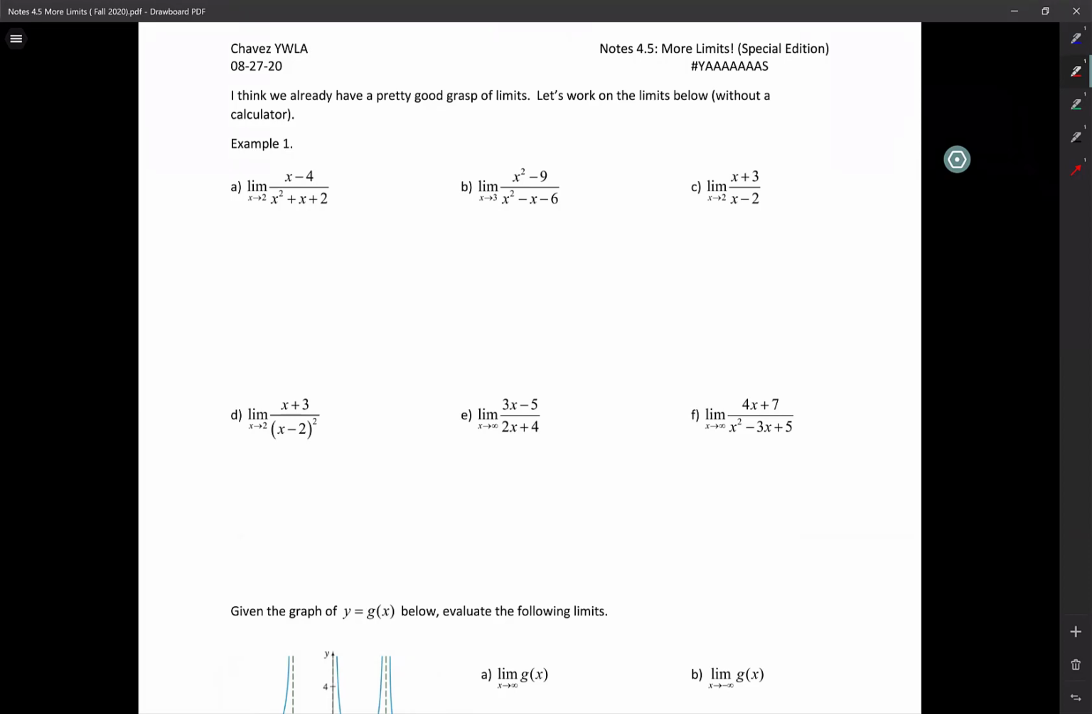This one is direct substitution. And how do I know it's direct substitution? Because I don't get a 0 on the bottom. So 2 minus 4 is -2. And then 2 squared is 4, plus another 2, that's 6, plus another 2, that's 8. So I get -2/8, which is the same thing as -1/4.